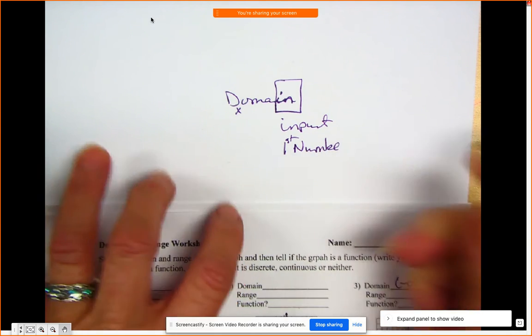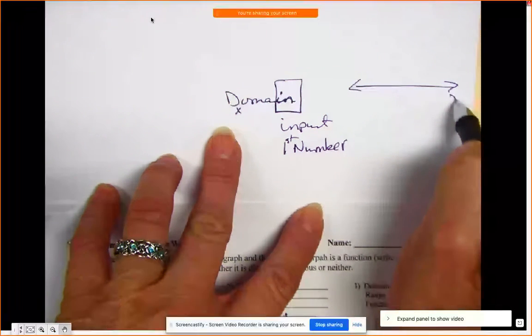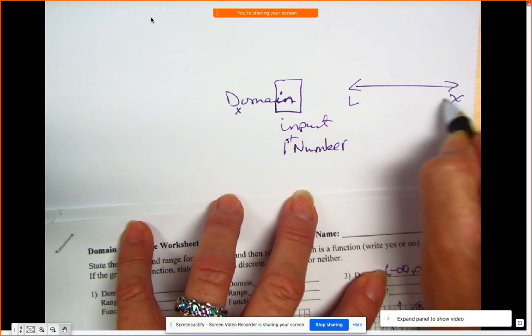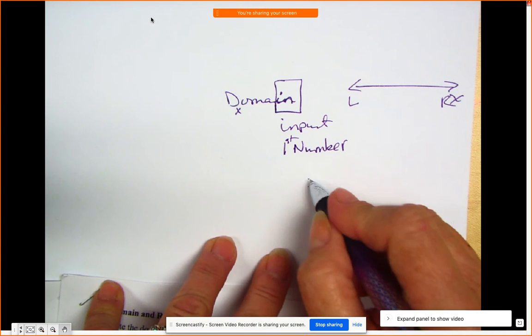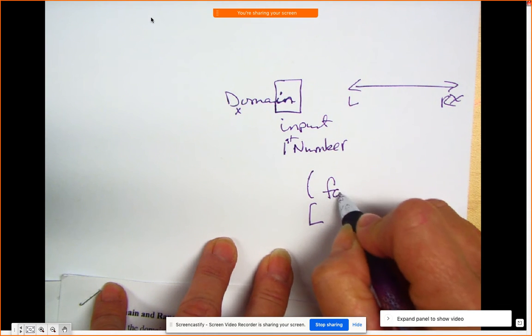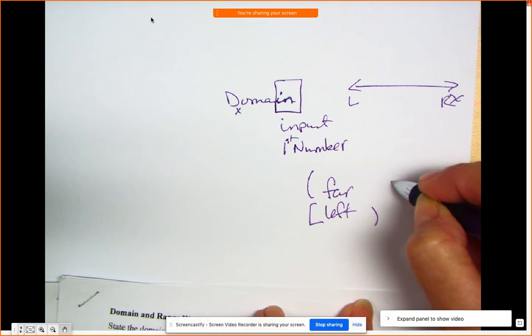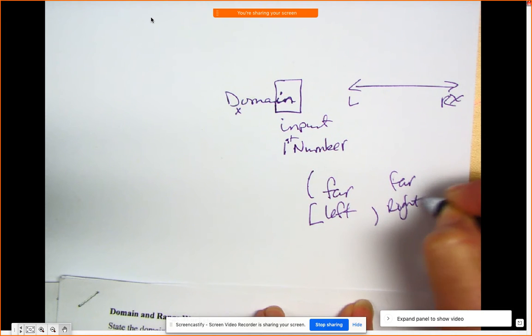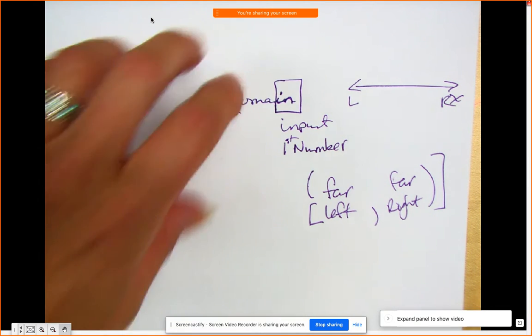I try to do anything that'll help me remember what D stands for, what domain deals with. It deals with X, and when you think about the X axis, it deals with left to right. So for domain in interval notation, it's either going to be a parenthesis or a bracket, whether we include it or not, but it's going to be the far left-hand point that this graph goes over to. And then you put a comma, and then it'll be the far right-hand point. You want to go all the way to the left, and it could be either parenthesis or bracket, depending on whether you include it or not. So basically for domain, we're looking left to right.